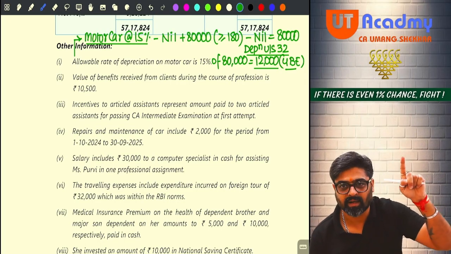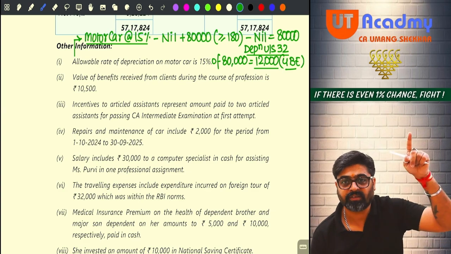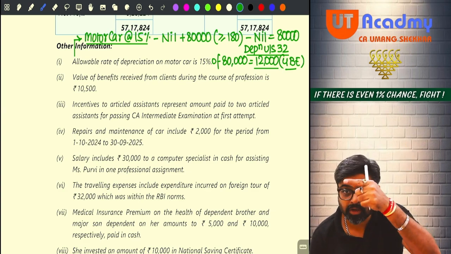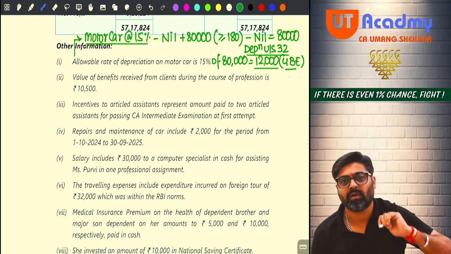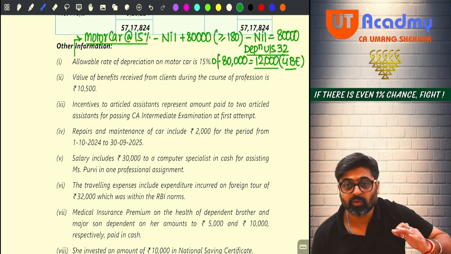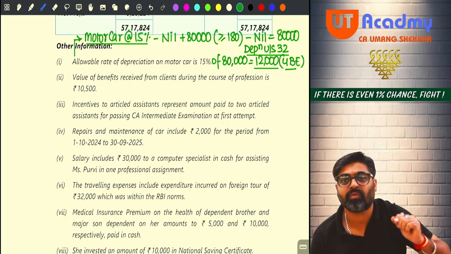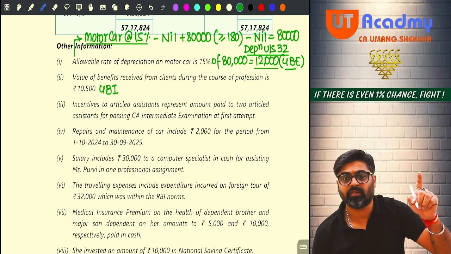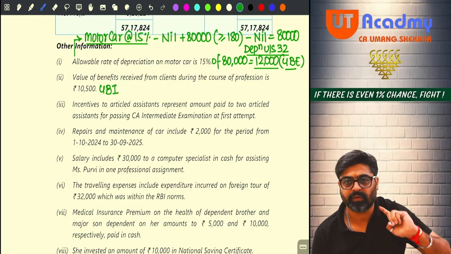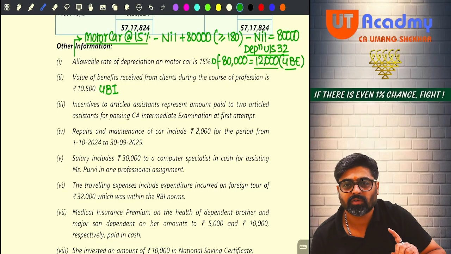There is a specific charge under the PGBP head. As per the specific charge of the PGBP head, this is your PGBP income. But my dear friends, this PGBP income is not recorded above. I will have to separately add this amount in my profit. So this is my unrecorded business income. I will add this unrecorded business income in my profits.